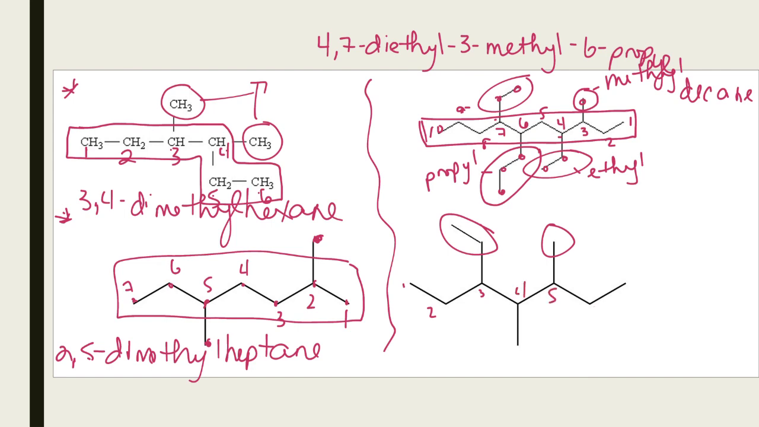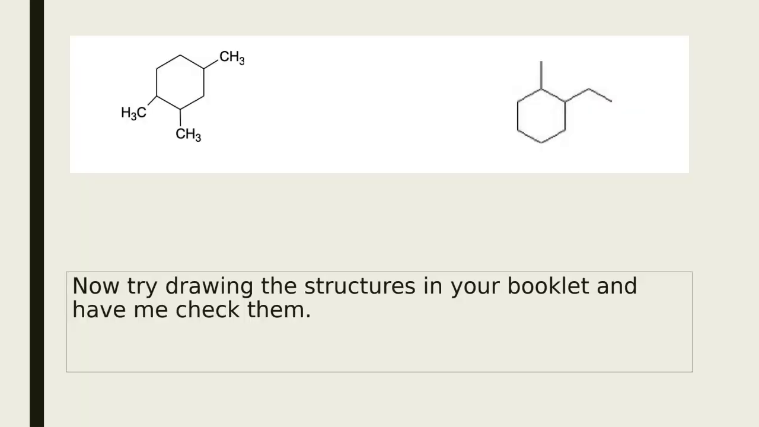So this will be 4, 5, and 6. And then we're going to place those branches in alphabetical order. So it'll be 3-ethyl will come first. And then I have methyls here on carbon 4 and carbon 5. I have 2 of them. So we write dimethyl. And then my longest chain is 7 carbons. So we have a heptane.